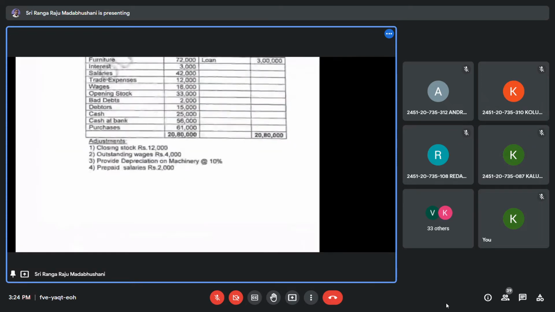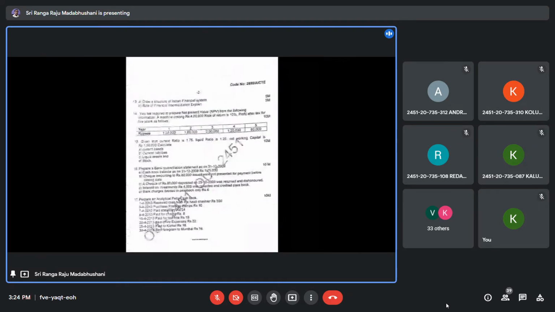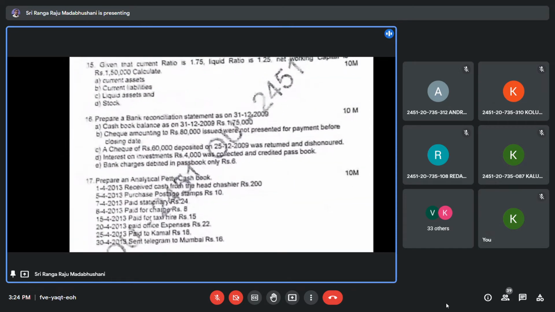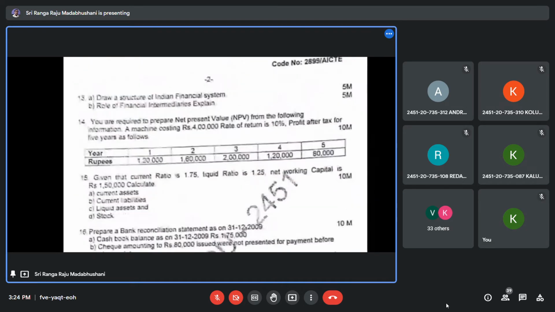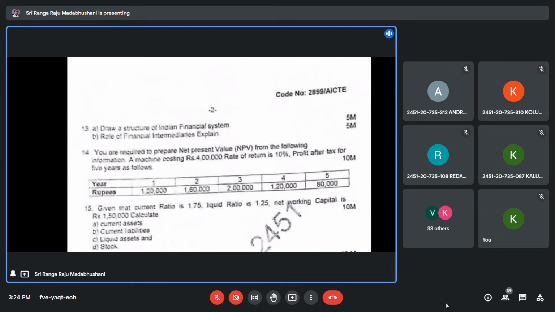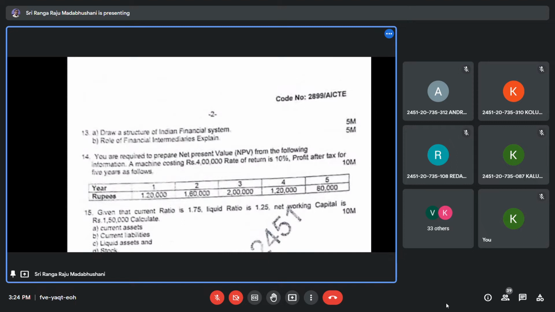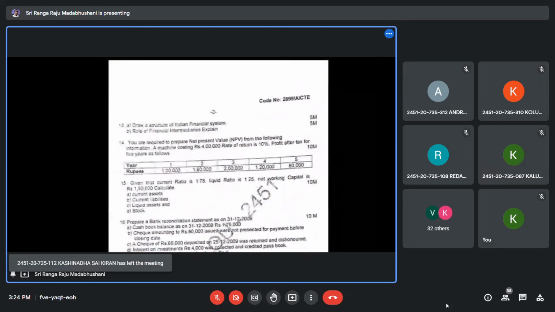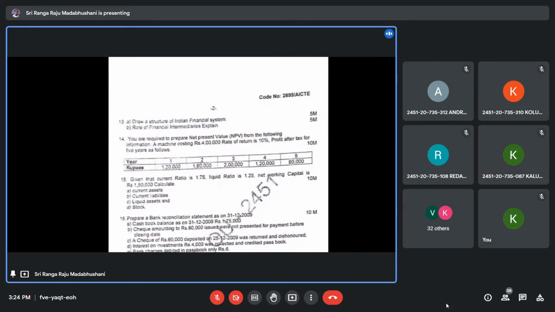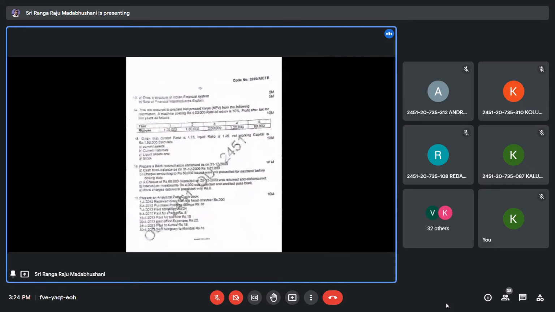Then in this paper, from first unit, I got 3 questions. Petty cash book; last question but one, prepare 3 column cash book. And 15th is related to ratios. 14th is net present value. 13th is draw the structure of Indian financial system. Role of financial intermediaries, explain.